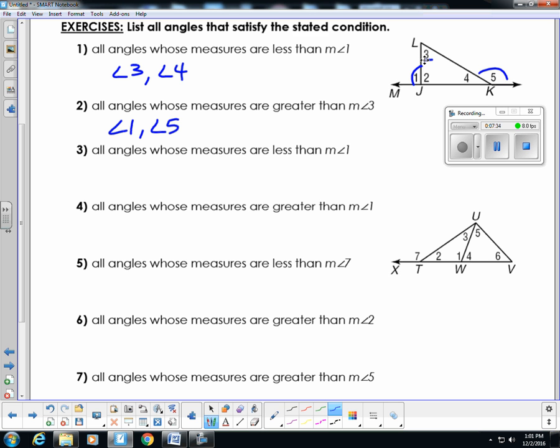Number 3, guess what? There's a repeat. We already did this one. It's the same thing as number 1. Okay, number 4, all angles whose measures are greater than angle 1.